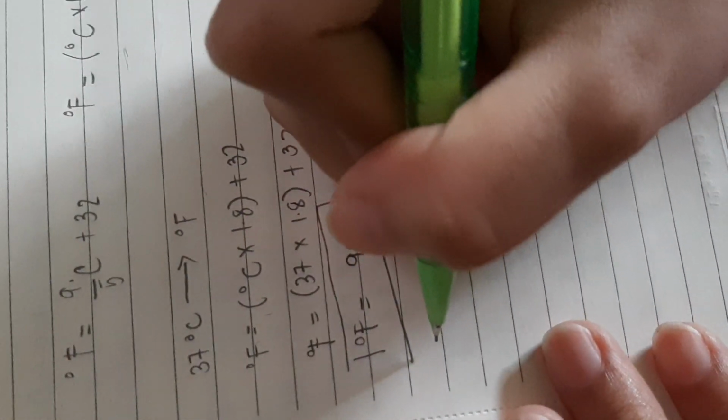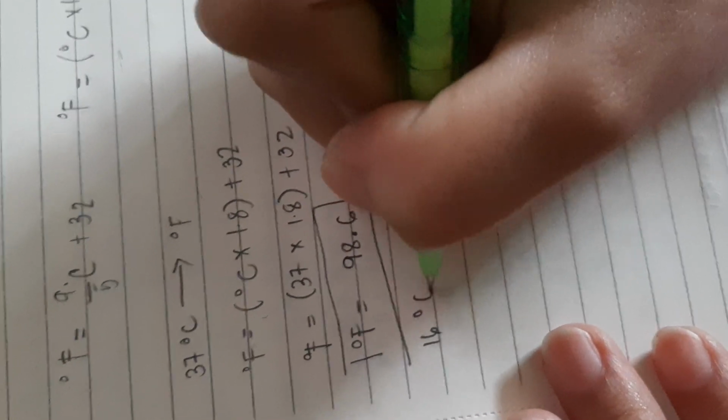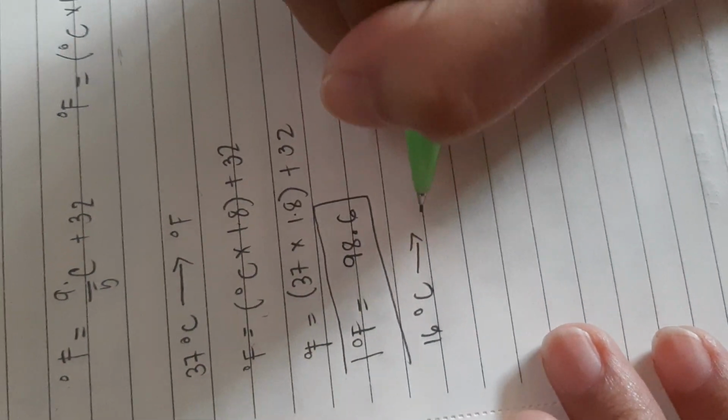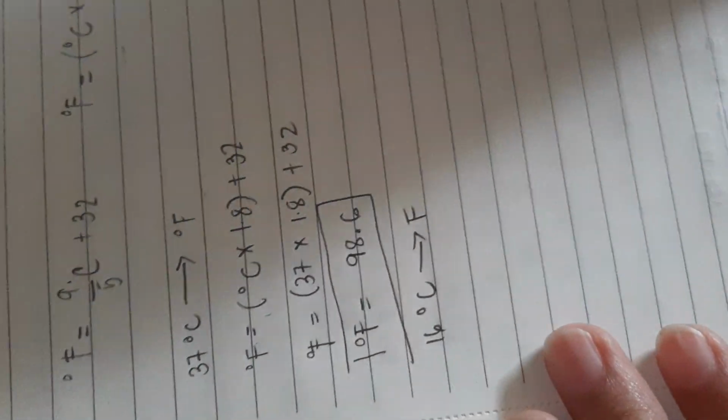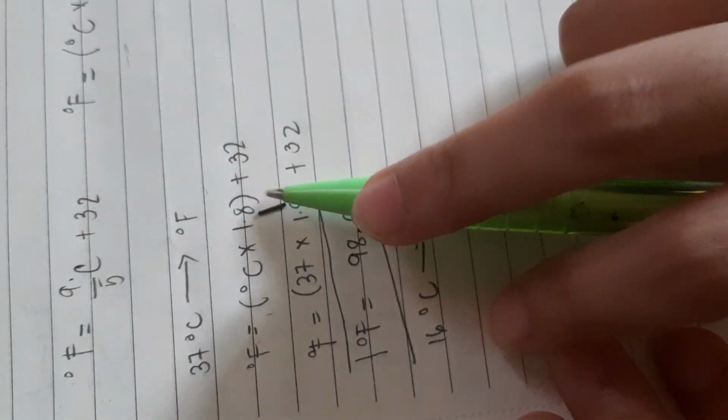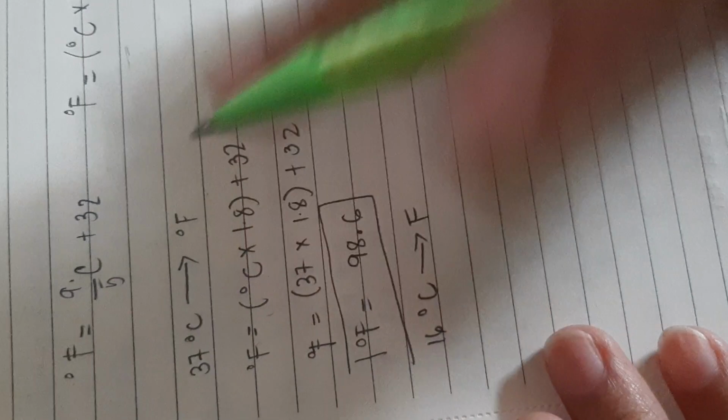Okay, another example. So let's take 16. We have 16 degrees Celsius, and we have to convert this to Fahrenheit. So let's use this equation again. Okay, let's use this equation.